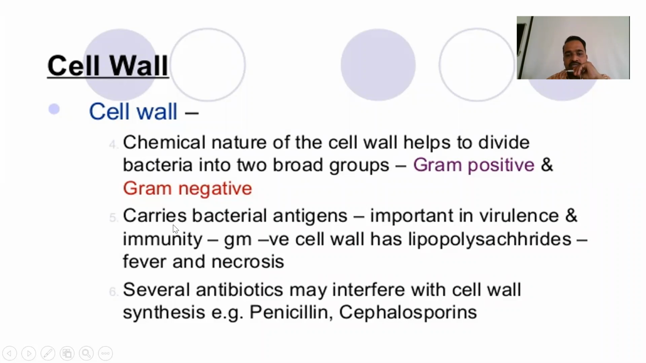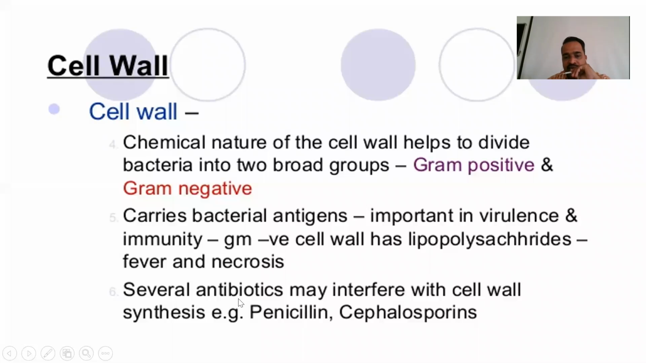Then the bacterial antigens carried are very important to cause virulence and immunity. Virulence is the disorder or the disease that the bacteria cause. And once the virulence is caused, automatically immunity is produced in the body. So the bacterial antigens are important because they cause virulence as well as the production of immunity in the individual.